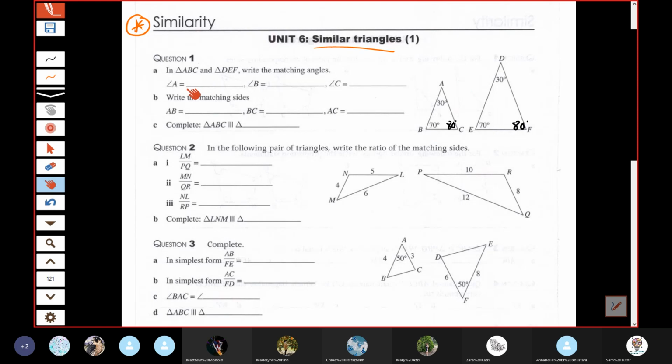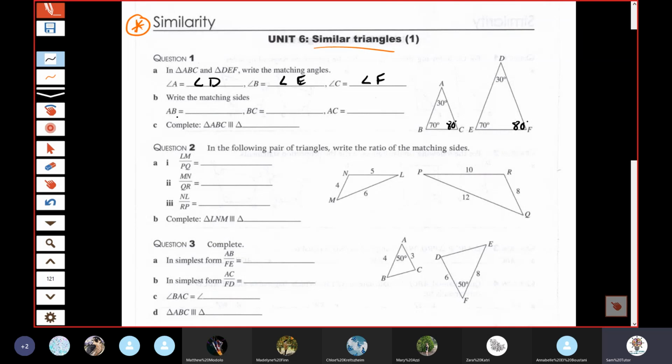So angle A is equal to, come on, someone finish this off. Angle A equals angle D. Angle B equals angle E, and then angle C equals angle F. Remember, when I say easy, I really mean it. You guys know that, so these ones are not a problem.